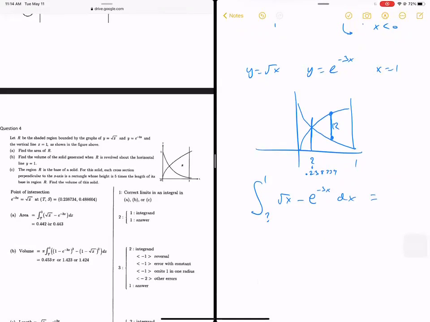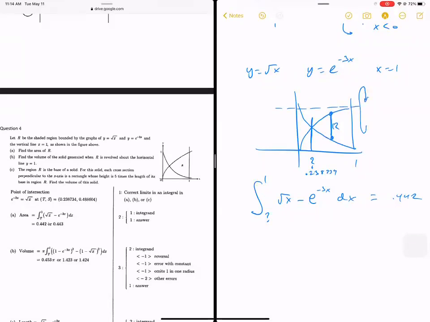Okay, and that you should get the answer 0.442. Easy peasy. The second part is find the volume of the solid generated when R is revolved around the horizontal line y is equal to 1. So y is equal to 1 is right on top here. And we're going to revolve it this way.